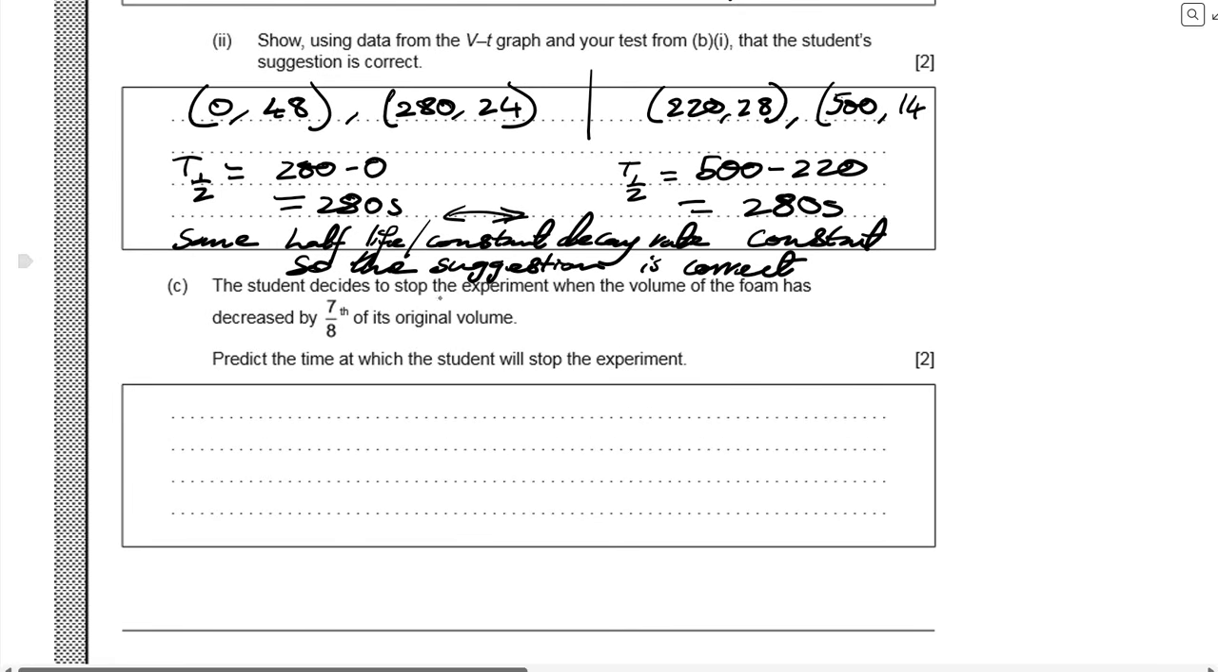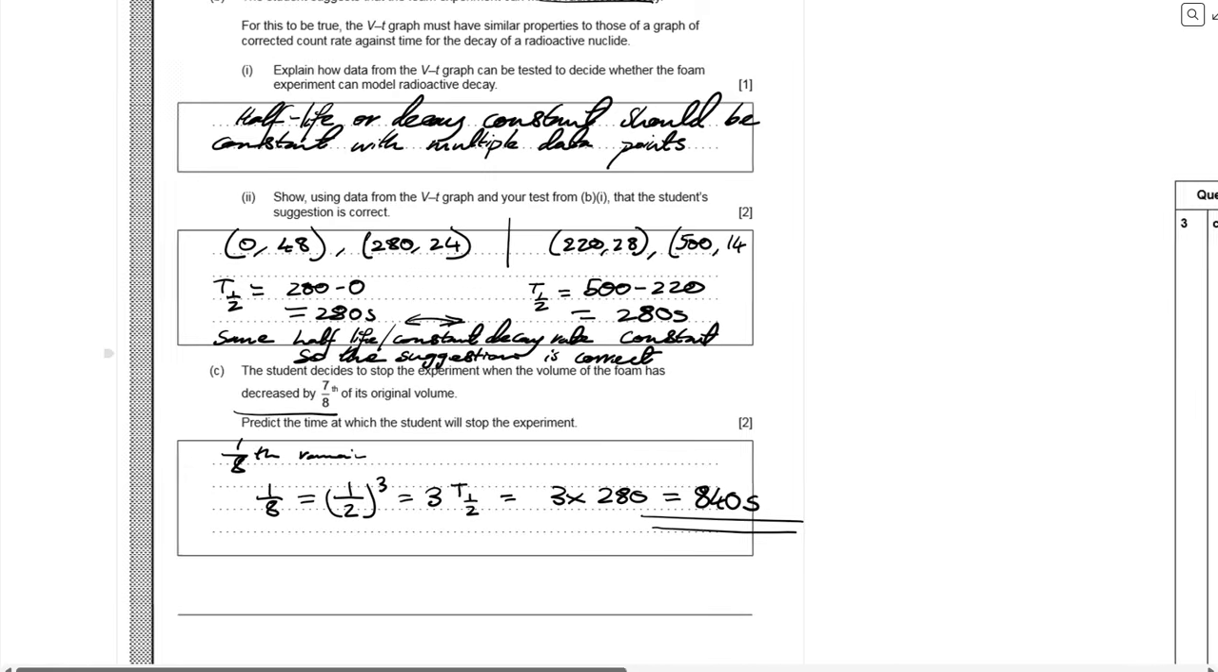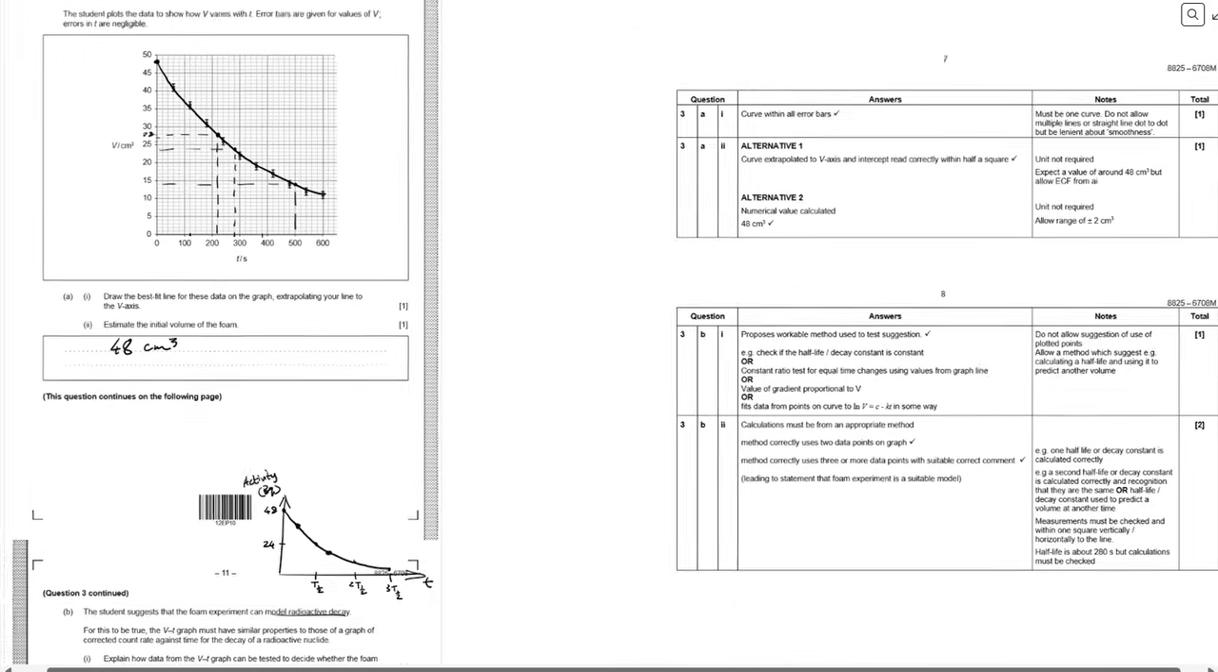And the student decides to start the experiment when the volume of foam has decreased by 7/8 of its original value. Decreased by 7/8 means there's only 1/8 remaining, right? And what is 1/8 of its original volume? That is just 3 half-lives, since 1/2 cubed is 1/8. And what is 3 half-lives? 3 times 280, which we found here, which is 840 seconds. That is perfect.